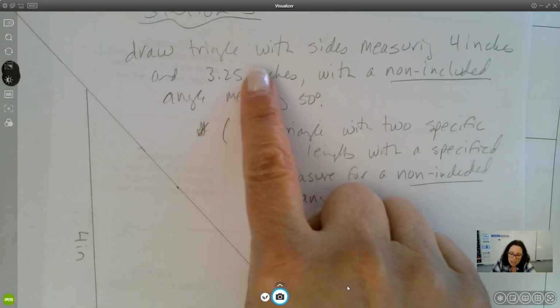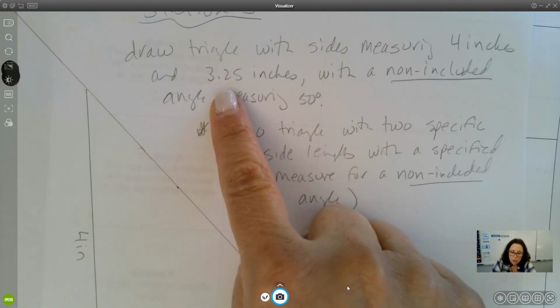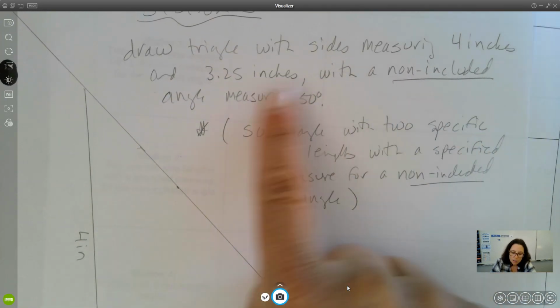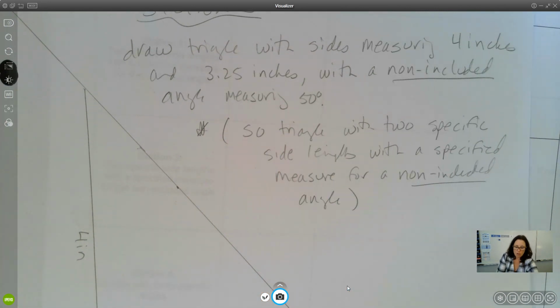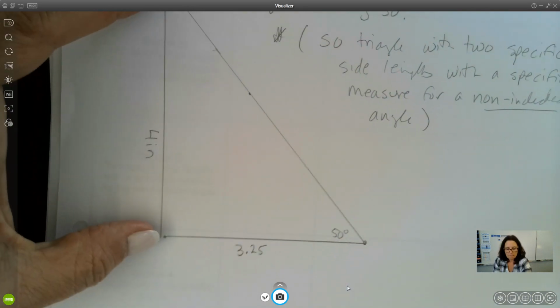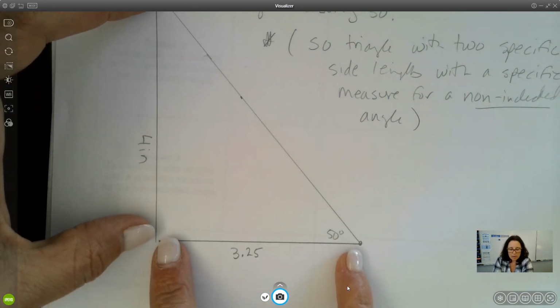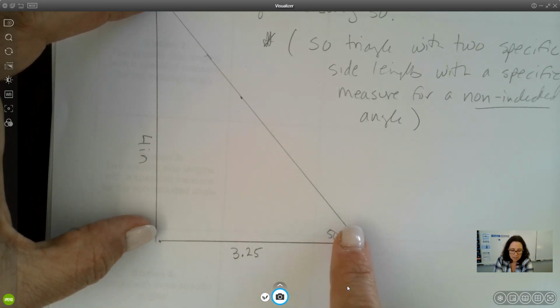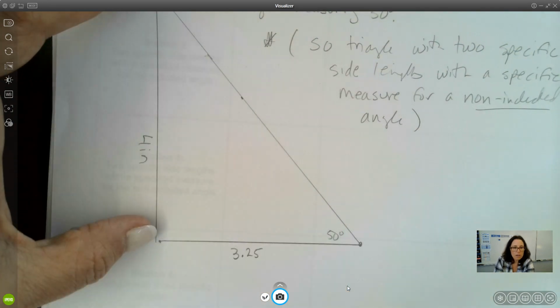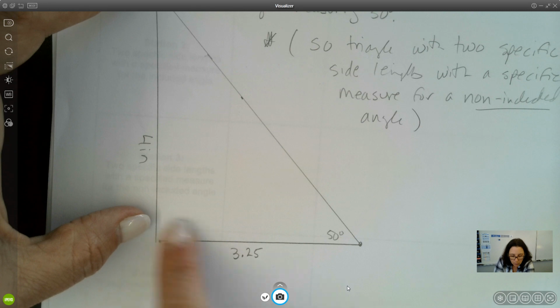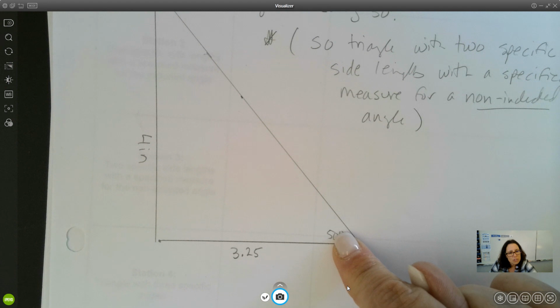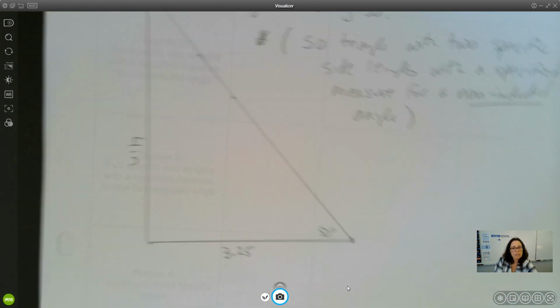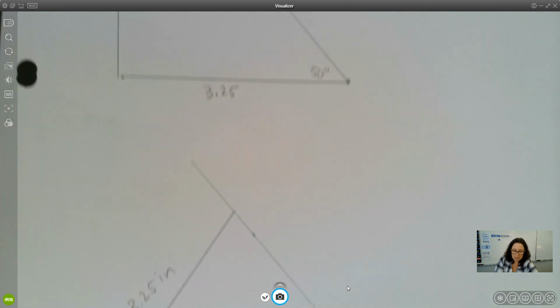We were told to draw a triangle with sides measuring 4 inches and 3.25 inches with a non-included angle measuring 50 degrees. Let me show you how that looks. I've got my 4 inches. I've got my 3.25 inches. And I have to have the 50 either here or here. This is included. Well, if I have 2 places I could put a 50-degree angle, don't you think I'm going to get 2 different triangles? So here's one look, and look at the other look.